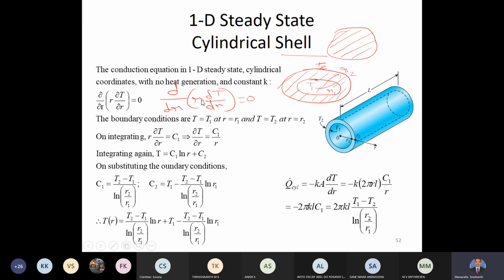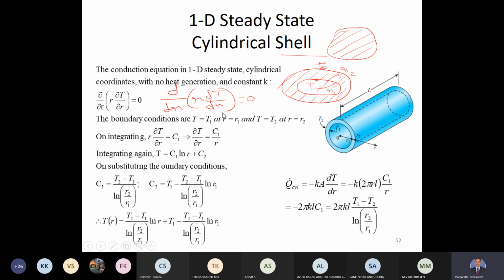Now if you expand d by dr of dt by dr, you will get d square t by dr square. Therefore, this is a second order equation. To solve this, you will need two boundary conditions, and we have been given two. One boundary condition is the temperature at the inner radius, and the other is the temperature at the outer radius. So at r is equal to r1, t is equal to t1, and at r is equal to r2, t is equal to t2. With these boundary conditions, we have the required information to solve this differential equation.